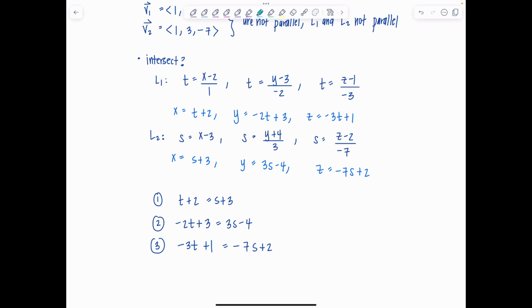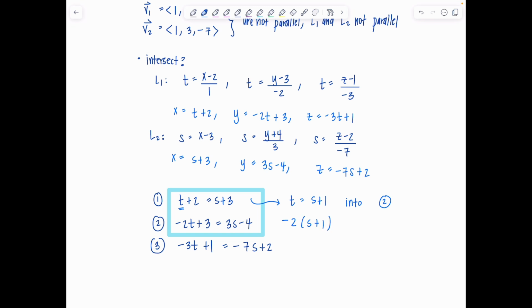So same thing, just work with two equations at a time, solve for t and s. I'll just work with 1 and 2, and let's try substitution. So let me get t by itself in the first equation. t equals s plus 1. And then now I'm going to plug that in for t into the second equation. So negative 2 times s plus 1, plus 3, equals 3s minus 4. So negative 2s minus 2 plus 3 equals 3s minus 4. 1 equals 5s minus 4. So 5s is 5. Cool.